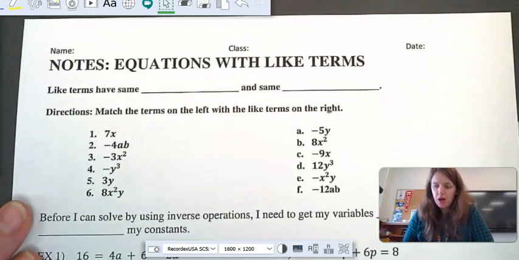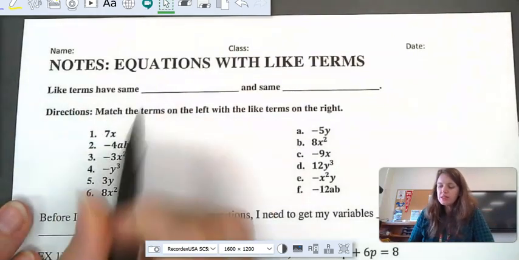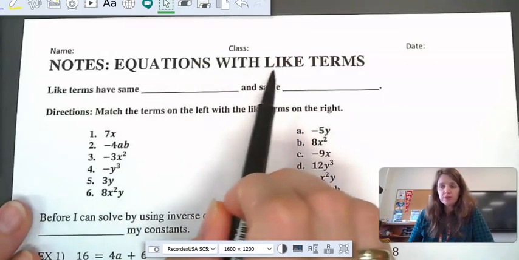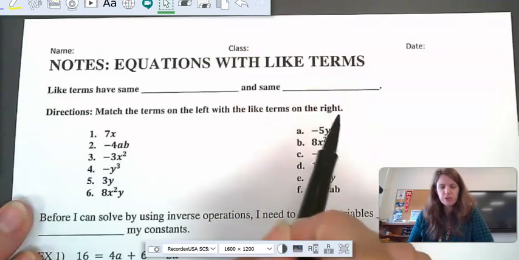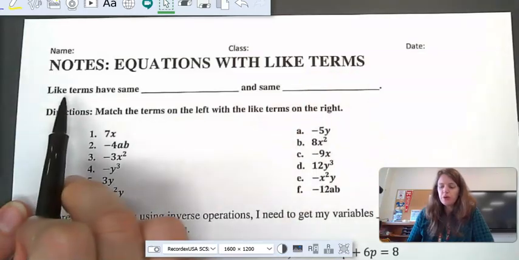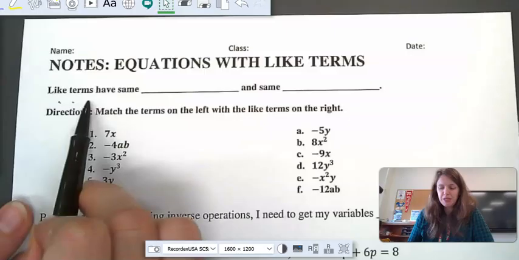All right, good morning. You're going to be working today with equations that are a little bit harder. They have more than one variable, so they're going to have like terms. So before, let's review what like terms means.